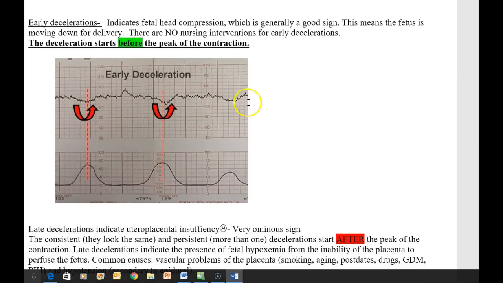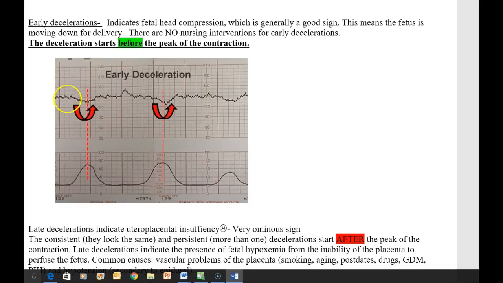Okay, now there are two more forms of decelerations that you need to know about. Two more forms of decelerations, and these have a direct relationship to the contraction pattern. So whenever you're looking at your contractions and you're looking at decelerations, you're going to draw a line in the middle of the contraction straight up. You can see that this is a contraction and there's a line going straight up. And you can see this very smooth deceleration, very, very smooth.